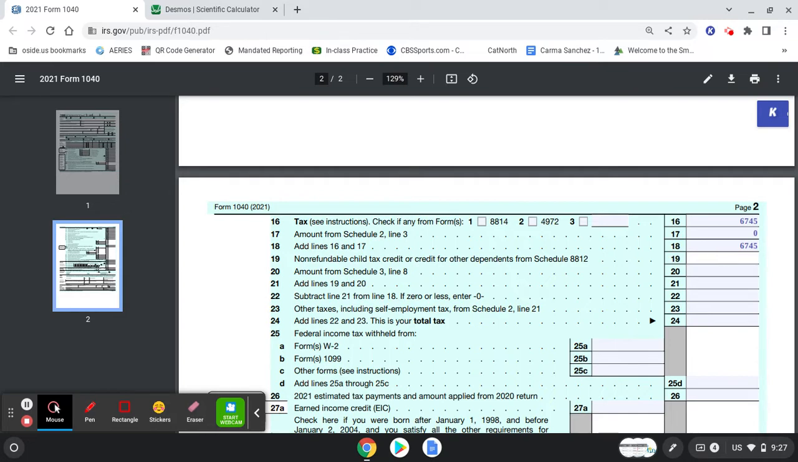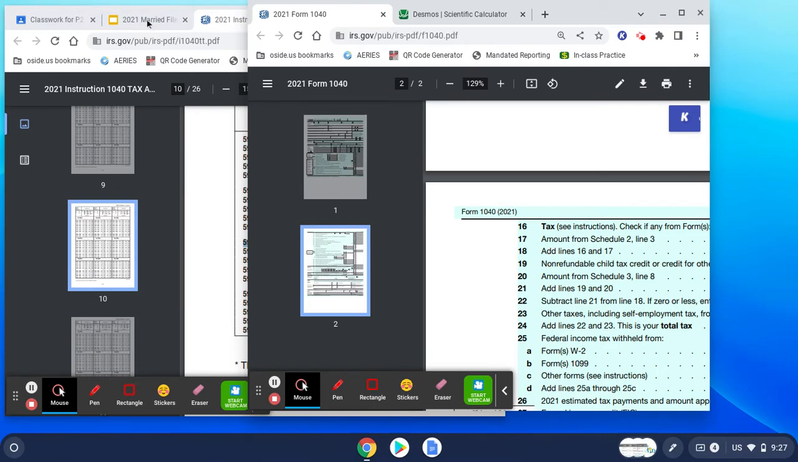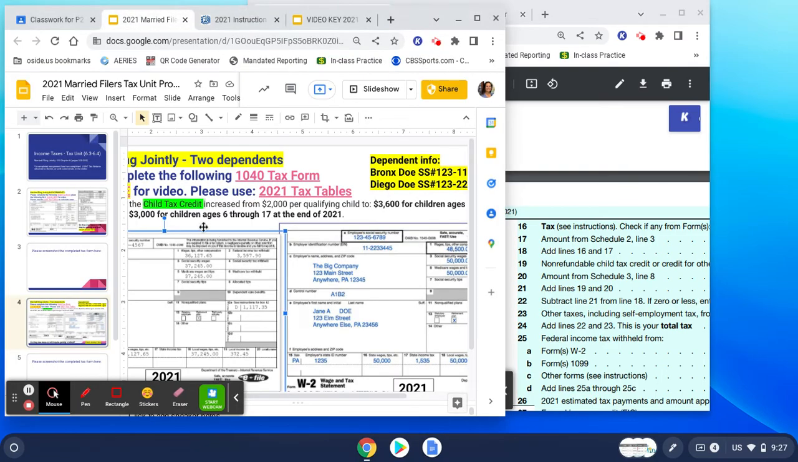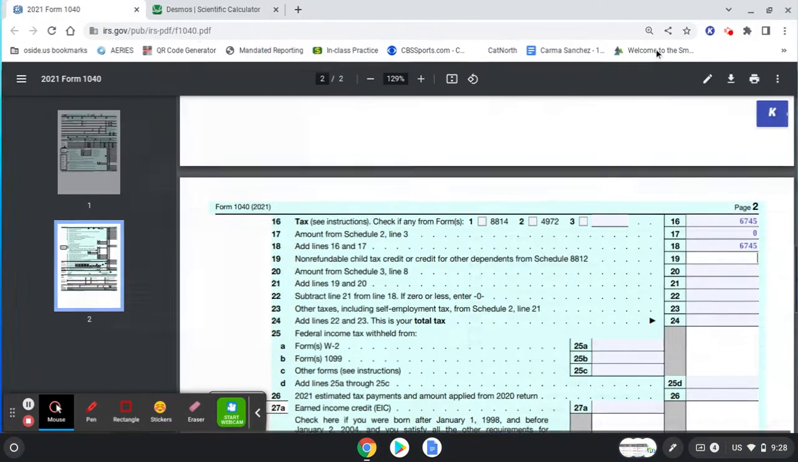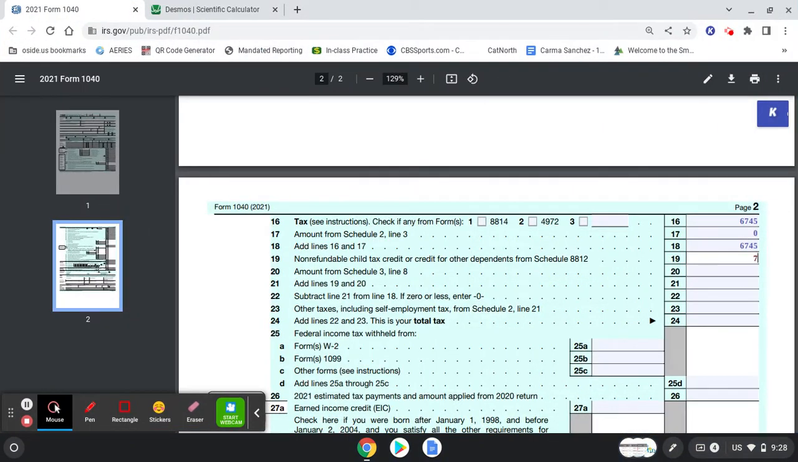All right, non-refundable child tax credit. What's the rule for 2021? Read this little green section. In 2021, the child tax credit increased from $2,000 to $3,600 for children ages 5 and under. So we've got a child age 4 and a child age 2, so we get to add this twice. 3,600 plus 3,600 is 7,200. This is so exciting. Watch what happens right here.